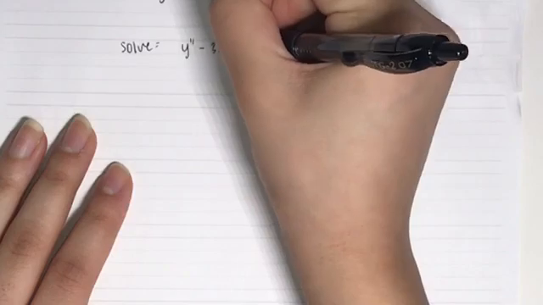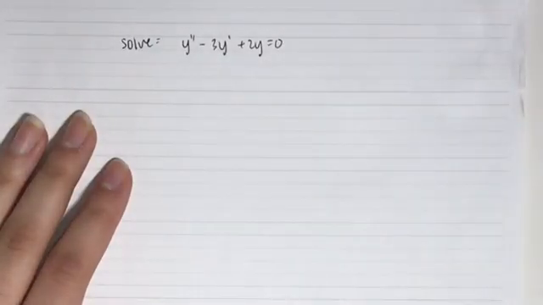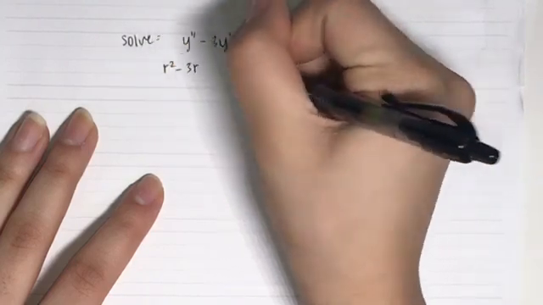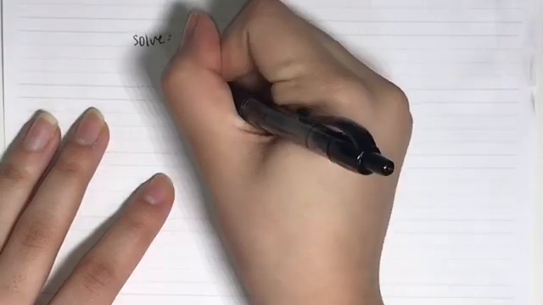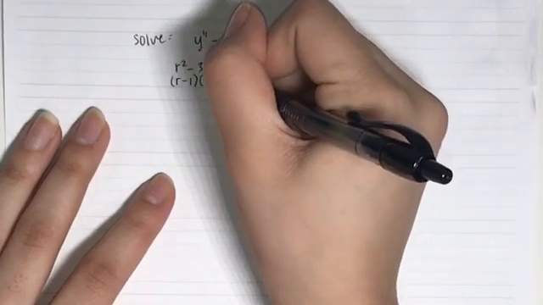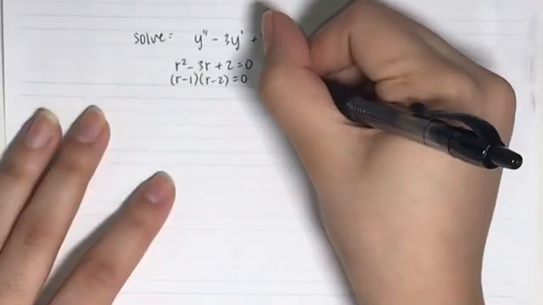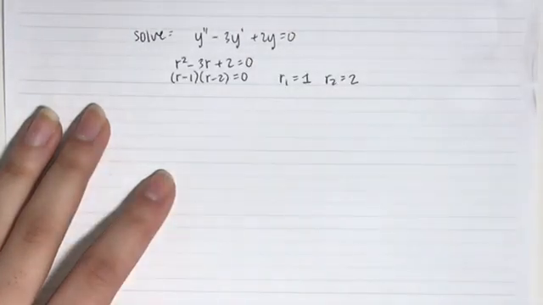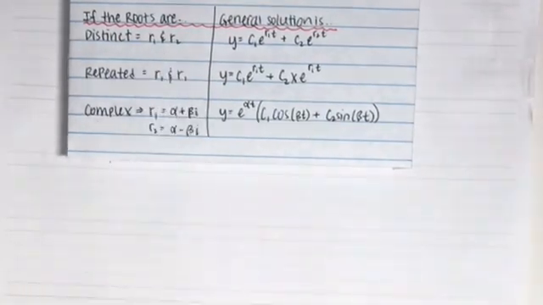Let's do a problem. Solve y'' - 3y' + 2y = 0. The first step is to make the characteristic equation. Now we factor the characteristic equation. We get r1 = 1 and r2 = 2. So we have two distinct values, and this is the first case that was seen on our chart.